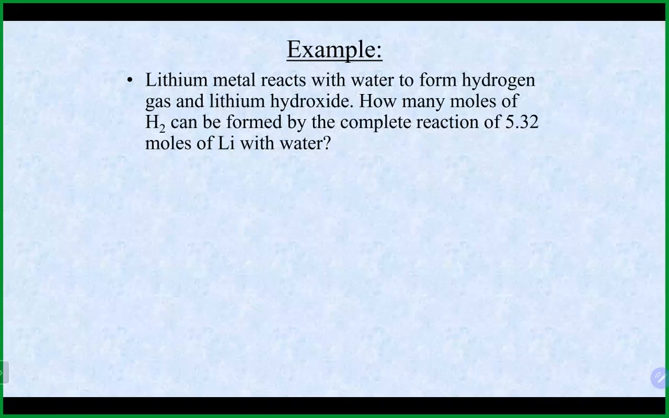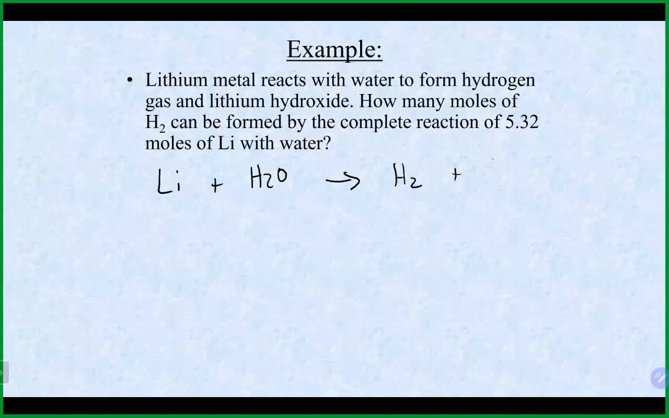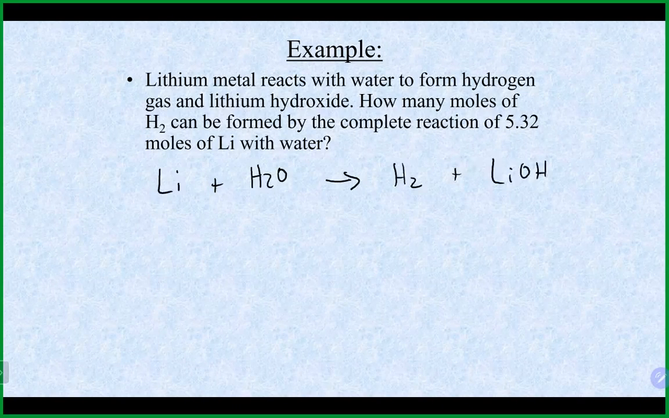So lithium metal should just be Li. Reacts with water, which is H2O, right? To form hydrogen gas. And it's important, if you do this right, hydrogen is diatomic, so you want H2 there, right? And lithium hydroxide, which should be LiOH. So again, what I did here is I wasn't concerned about balancing. I was concerned about getting the proper formulas.